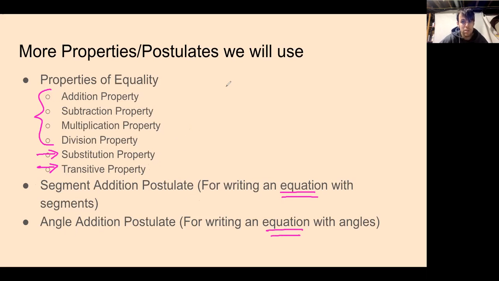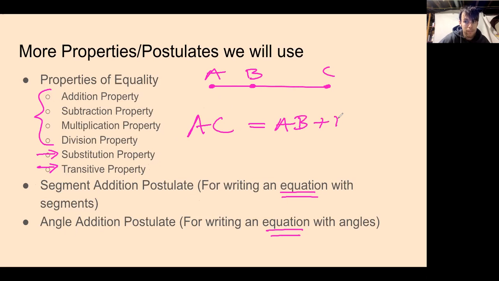Remember, the segment addition postulate basically says if you have a segment and you cut it into two smaller segments, then the whole thing needs to equal the two pieces added together. All right, that's our segment addition postulate. Big segment divided into two smaller segments makes sense. The whole thing equals the two pieces added together.